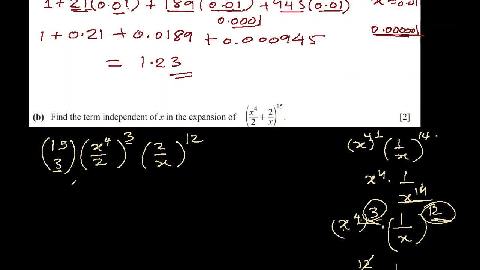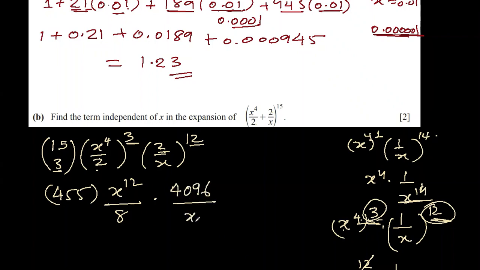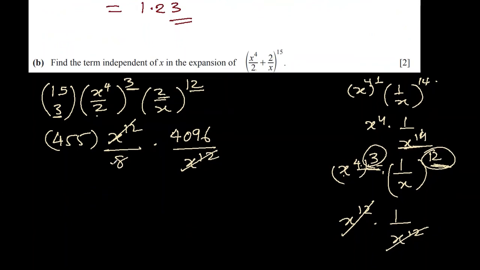For 15C3, I need a calculator. Let me do it. 15C3 is 455, and then we get here x to the power 12. And mind it, this cube will apply to 2 also, so 2 cubed is 8. This 12 will apply to 2 as well. So 2 to the power 12 will be 4096 over x to the power 12. These things cancel. We already planned this earlier. And now just evaluate these two.